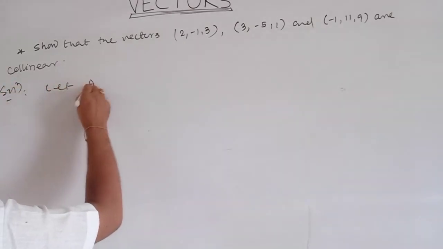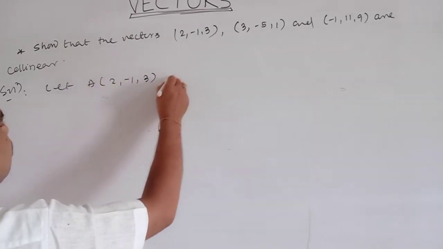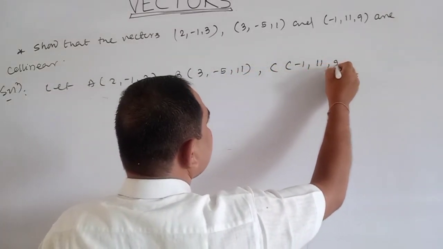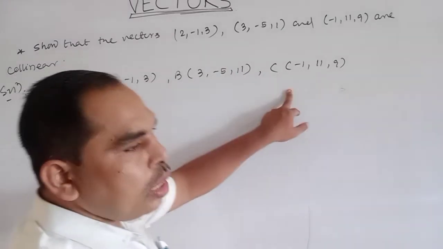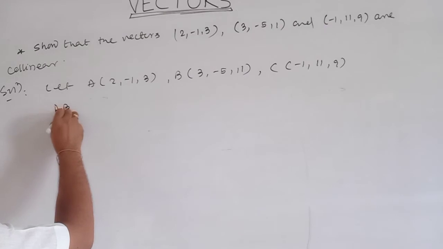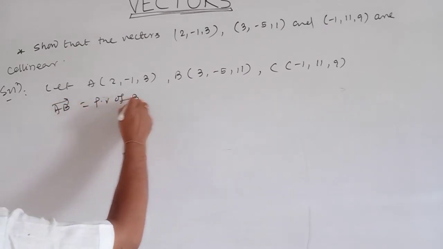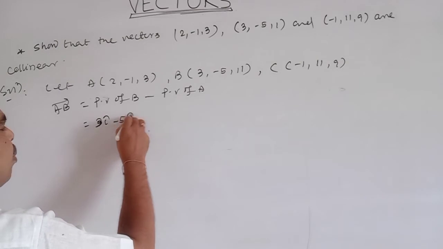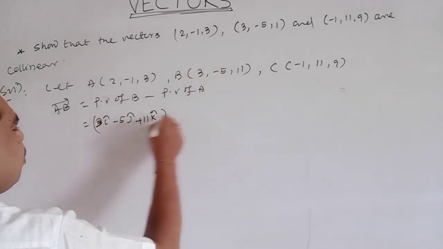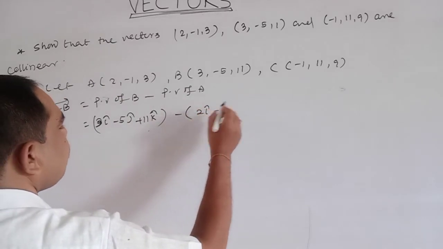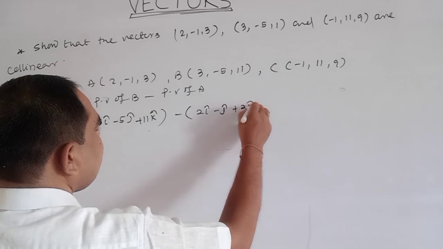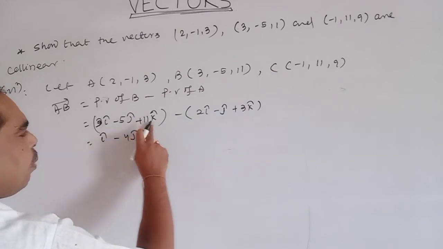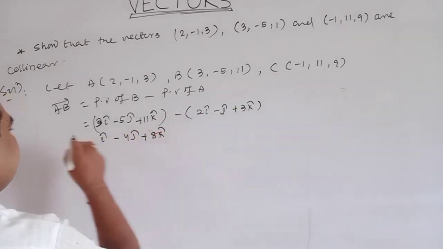Let a be (2, minus 1, 3), b be (3, minus 5, 11), c be (minus 1, 11, 9). So AB vector is equal to PV of b minus PV of a. This is 3i minus 5j plus 11k minus PV of a, 2i minus j plus 3k. So it is equal to 3i minus 2i, that is i, minus 5j plus j, that is minus 4j, 11k minus 3k, that is 8k. This is AB vector.